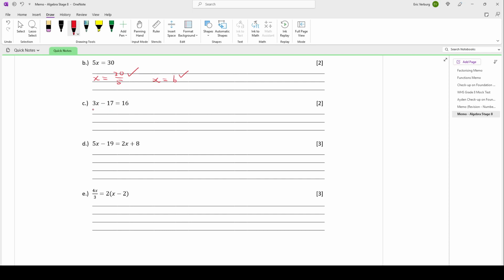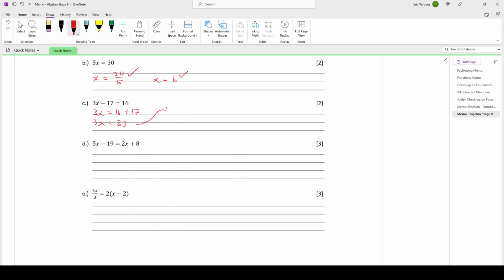Okay, so again, now we have to get rid of two things. We have to get rid of the minus 17 and the times 3. So let's first do the opposite of minus 17. So opposite of minus 17 would be plus 17. And then we can calculate that. That gives us 3x equals 16 plus 17 is 33.